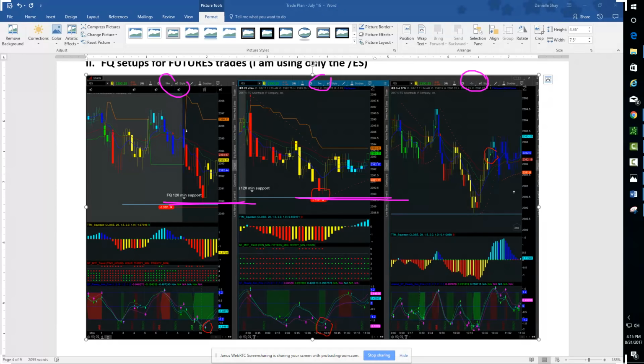So this is what I do in the ES. Here's Carolyn level, okay? And this happens to have a squeeze here too, which is just more of a bonus. But what I look for is price to come down to her levels, and I want it to go with the trend. So if price is trending down for the day, then I'm doing sell setups.